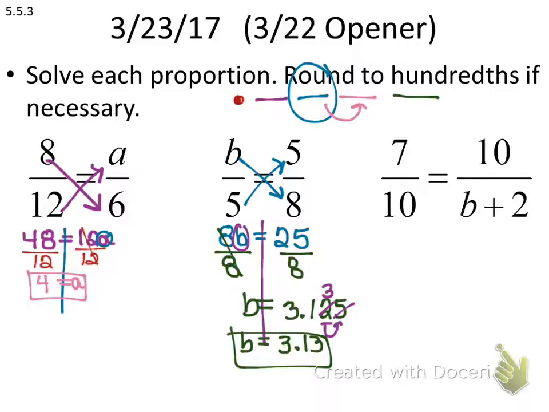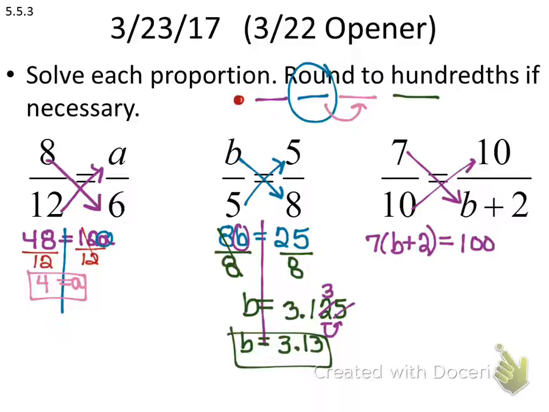Alright, last one. Alright, what's the first thing I'm going to do here, Amaya? You're going to cross multiply your numbers. Okay, so if I cross multiply 7 times b plus 2, how would I write that? 7 parentheses b plus 2. In parentheses, right? Yeah. Equals, then what? 100. Because you took 10 times 10, you got 100. Do we have to do the arrow thing, to show that you cross multiply? You don't have to. And then you're going to distribute.